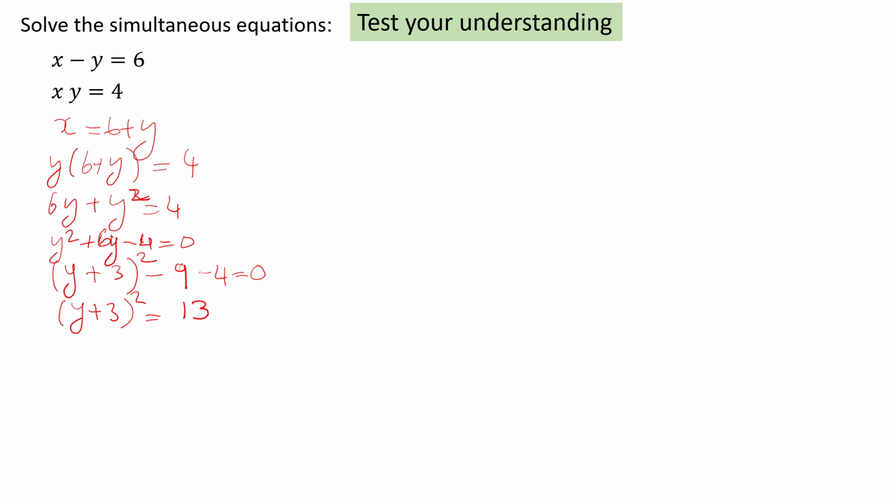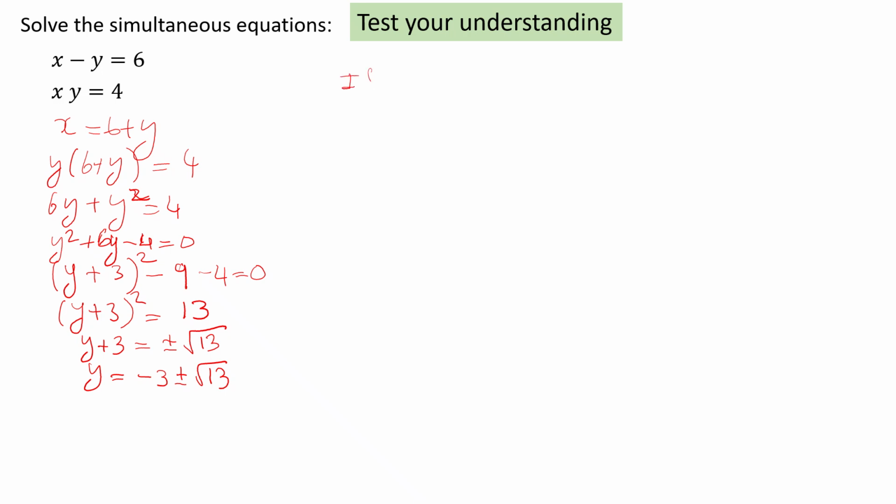So now take the square root of both sides. So y plus 3 equals plus or minus square root 13. So now y equals minus 3 plus or minus square root 13. So you have two answers for y. Now go back to the original equation and find the x value.